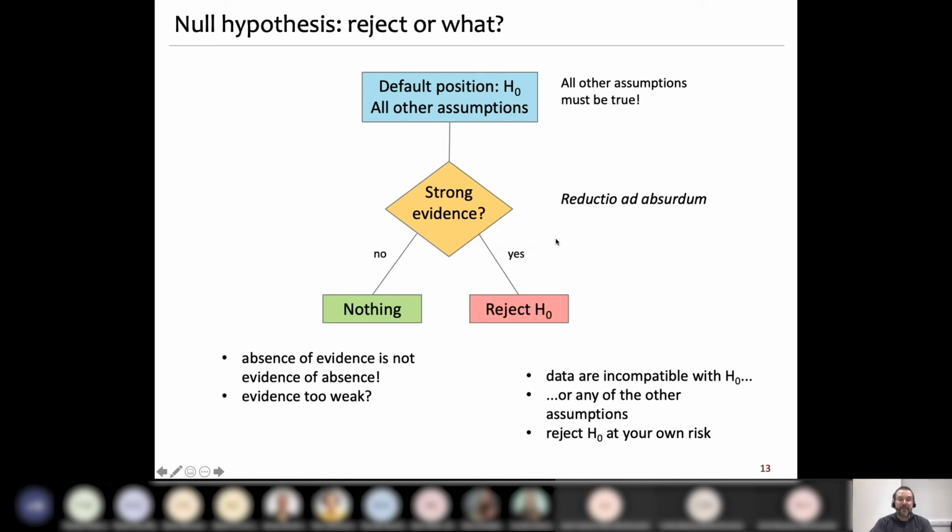On the other hand, when you have strong evidence, you can reject the null hypothesis. And then you can say that perhaps data are incompatible with H0 and we actually observe the effect, or data are incompatible with any other of your assumptions, because maybe something went wrong with the experiment. Maybe you are looking at a batch effect or something else. So you reject H0 at your own risk.